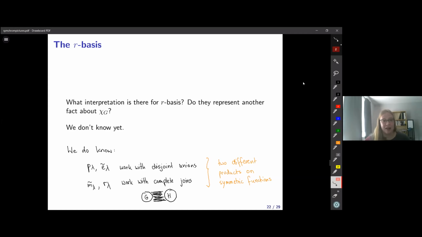And let me stop giving you ideas here that are probably not based in truth, but another thing that happens with the R basis is that we looked at the P's and the E's, and lots of stuff happened there with disjoint unions. The M's and the R's are actually compatible with the opposite, taking two graphs and putting all edges between. So they are compatible with complete joins, and in terms of algebraic combinatorics, they correspond to two different products in the ring of symmetric functions. So there should be something interesting there, but we don't know it yet.